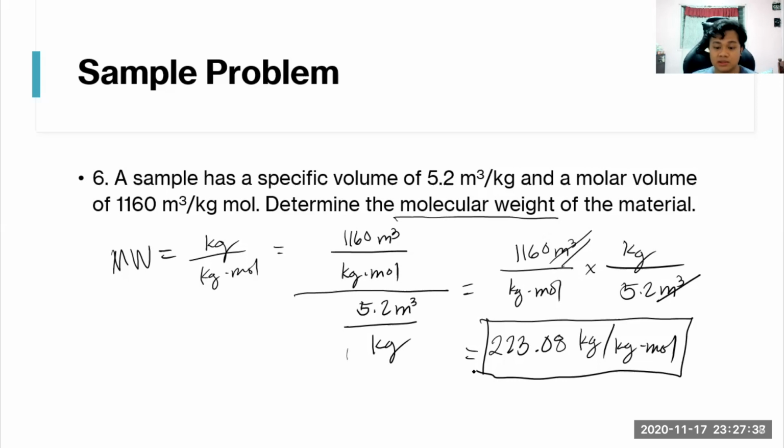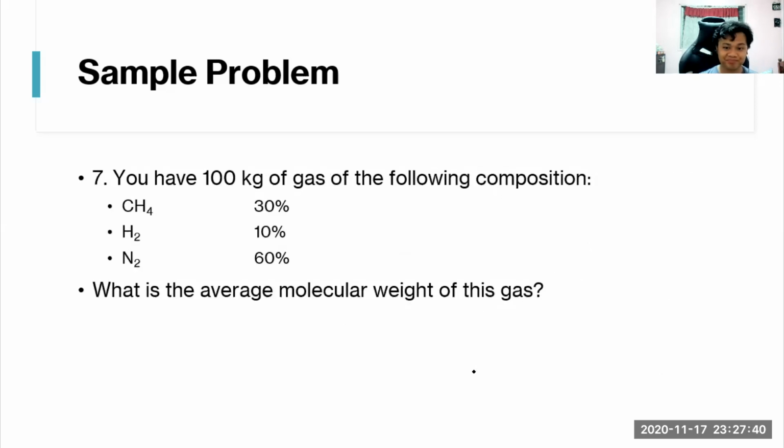Okay, so last example. This is actually a simple example. I have shown you how to calculate this already. You have 100 kilograms of gas in the following composition. We have methane, CH4, 30%, then hydrogen, 10%, then N2, 60%. What is the average molecular weight of this gas?